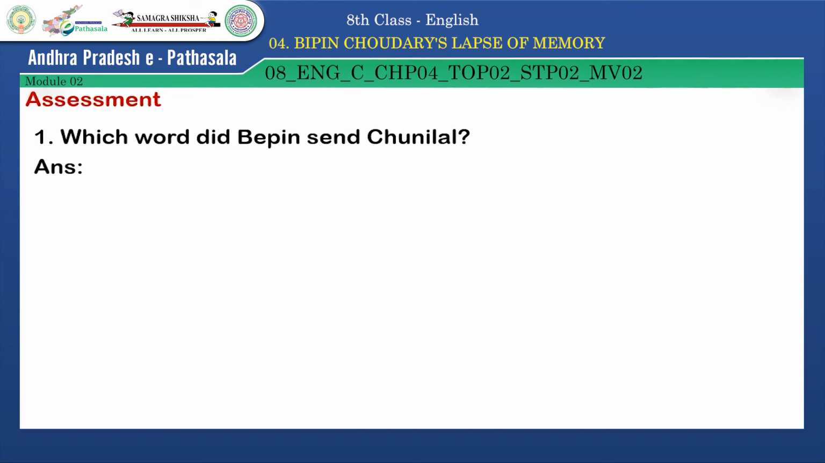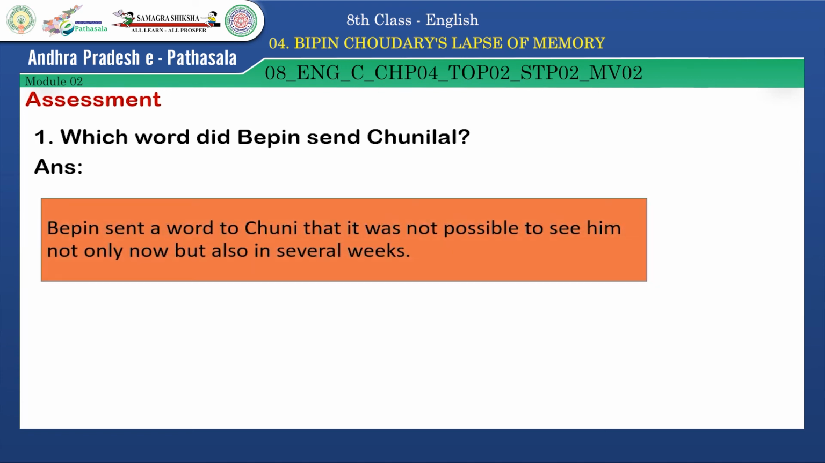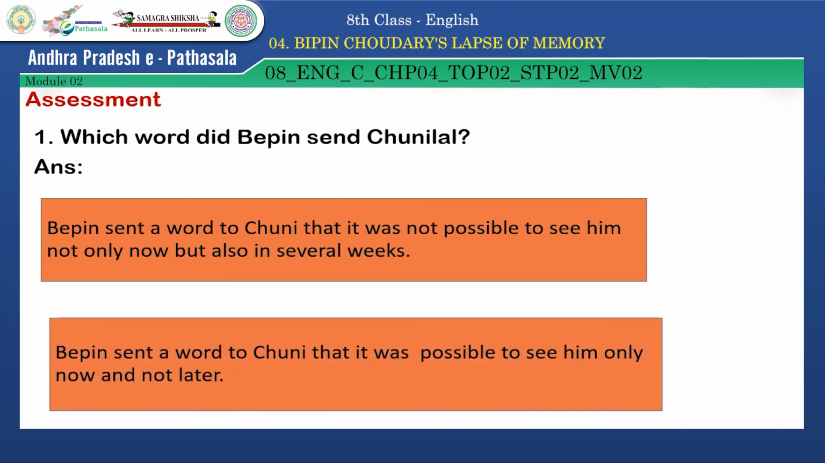Assessment. Which word did Bipin send Chunilal? We all know that Chunilal visited Bipin. Right? Which word did Bipin send Chunilal? Bipin sent a word to Chunilal that it was not possible to see him not only now but also in several weeks. Or Bipin sent a word to Chunilal that it was possible to see him only now and not later. What is the right answer?